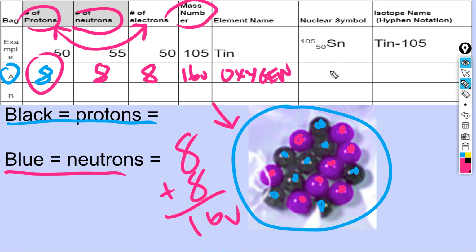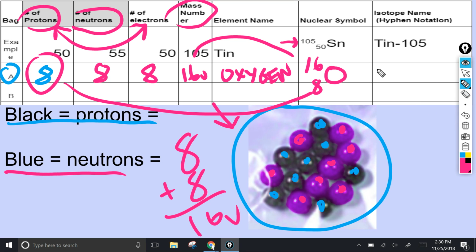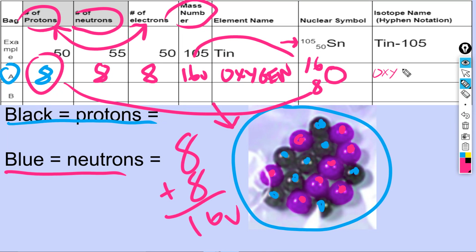Now we have to write the nuclear symbol. O is the symbol for oxygen. The mass goes on top. Here's our example, the one above it. The mass is 16, and the number of protons goes on the bottom, 8. So that would be our nuclear symbol for oxygen, and then hyphen notation: O-X-Y-G-E-N, dash, mass. The mass number, 16. This is how you're going to do this in your lab.